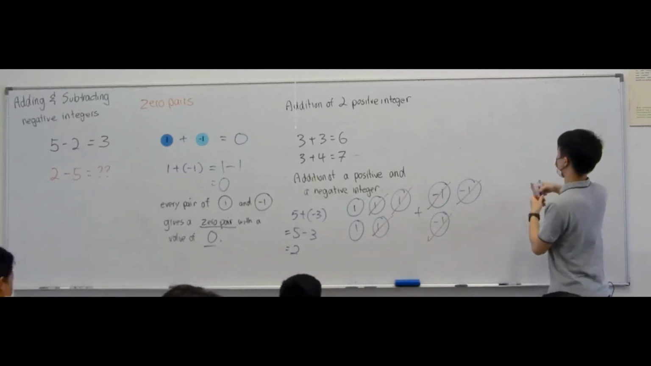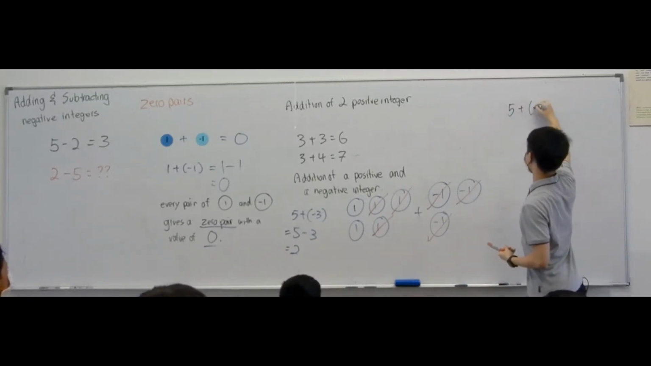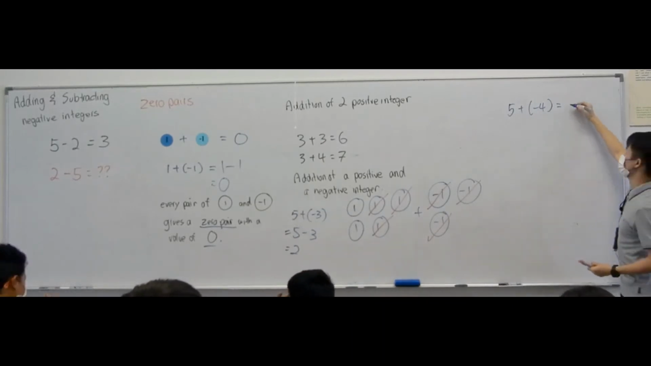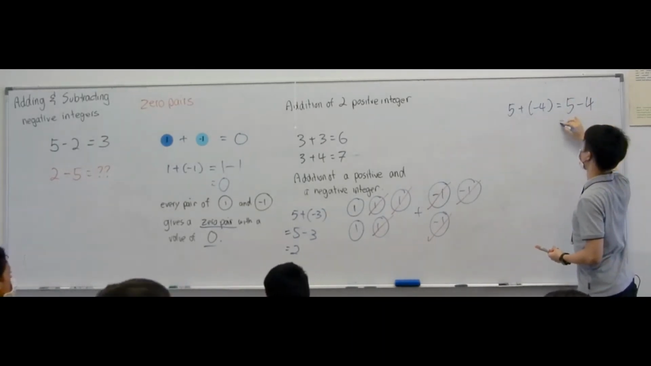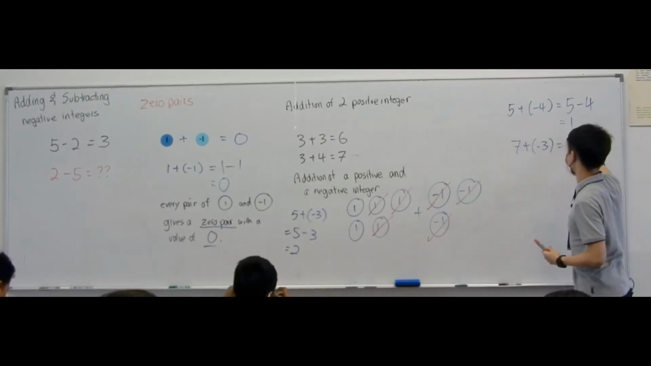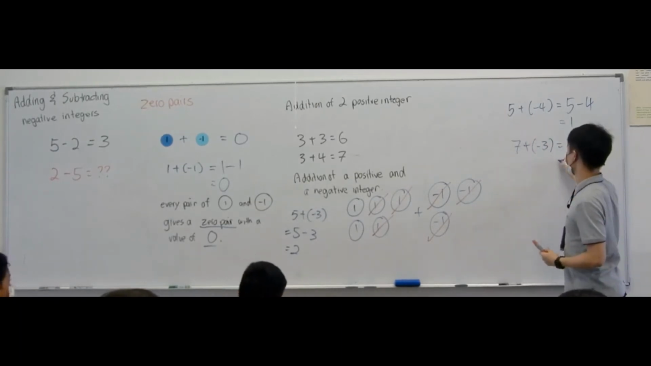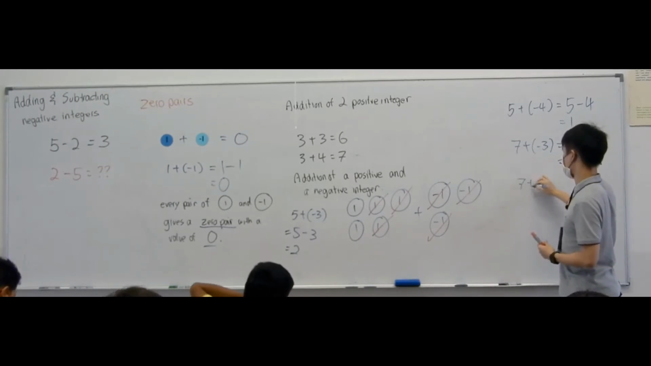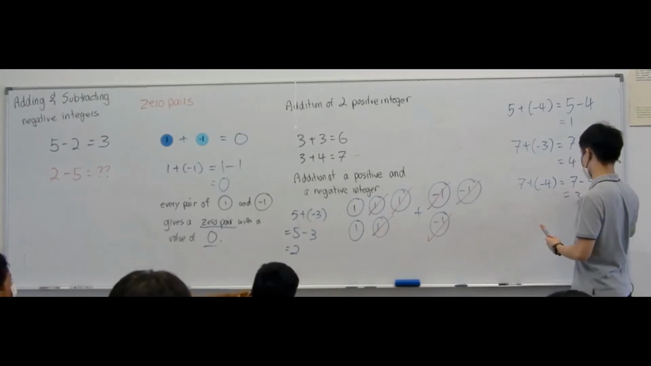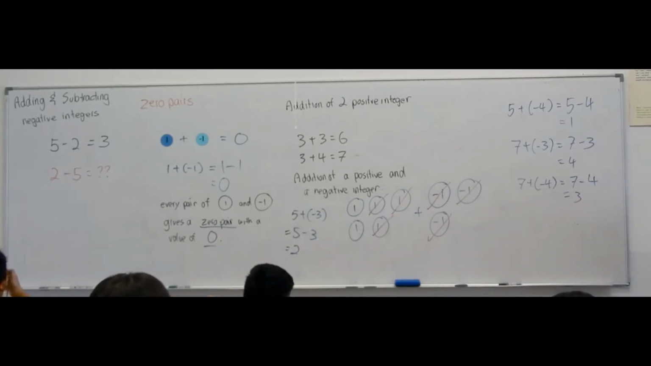I'm not going to show you all the pictorial form, but I will show you the workings. You should get this correct. 5 plus negative 4 is 5 minus 4, which equals 1, quite simple. 7 plus negative 3 equals 7 minus 3, which is 4. 7 plus negative 4 equals 7 minus 4, which equals 3. So these are your answers.